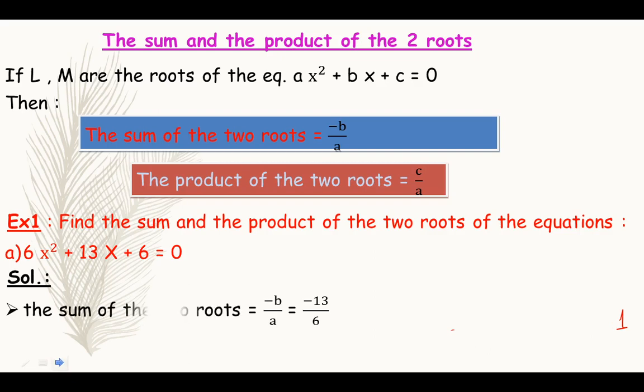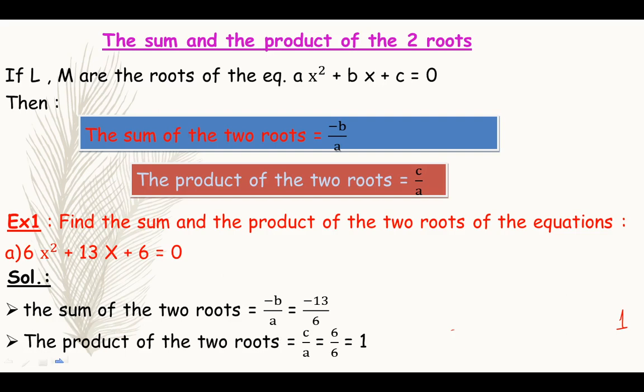Here, solution: the sum of the two roots equals negative b over a. Negative b is the negative of the coefficient of x, so it equals negative 13 over a, where a is the coefficient of x power 2, which is equal to 6. So the sum of the roots is equal to negative 13 over 6. The product of the two roots equals c over a. That is to say, the absolute term divided by the coefficient of x power of 2. So this is equal to 6 over 6, which is equal to 1.